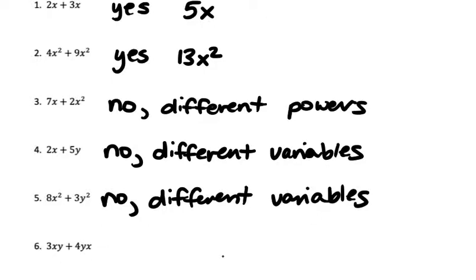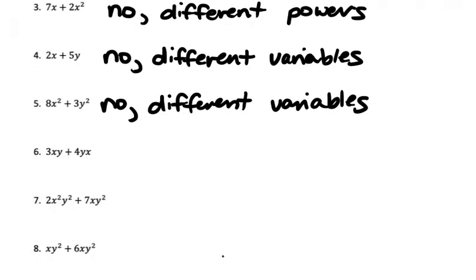Number 6, they look a little bit different, but these are actually the same thing because remember that in multiplication, order doesn't matter. So this is 3 times x times y. If we have variables right next to each other, that means multiply. This is 4 times y times x. We could easily rearrange these into 4xy or rearrange this one into 3yx.